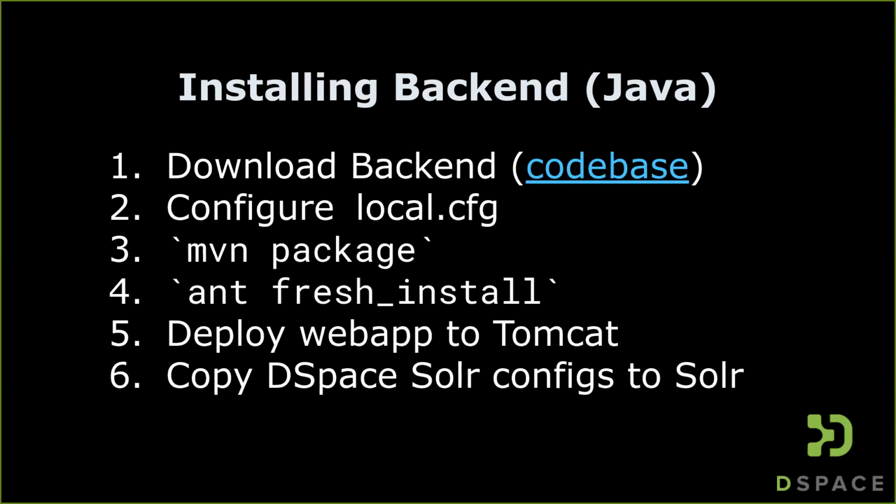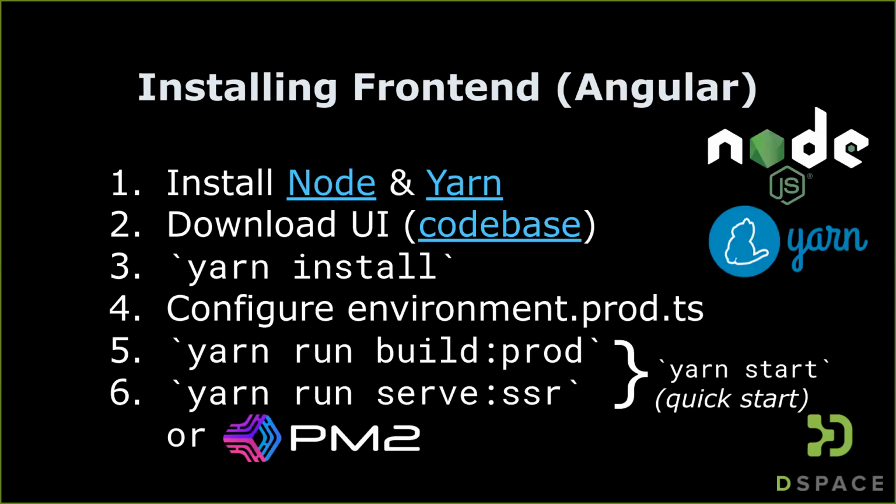Deploy that single web app into your Tomcat. And then there are some Solr config directories that you just copy over into the Solr installation. This will ensure that the Solr installation knows about the DSpace indexes that we're using so that DSpace can interact with your Solr and make sure everything gets indexed there properly. So that's really the basics of installing that backend.